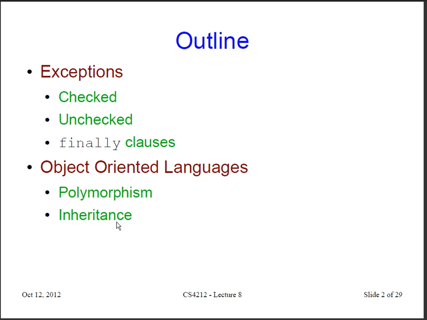So this is the outline for today. We're going to look at exceptions, and we're going to look at a few features of object-oriented languages. For exceptions, we're going to look at two types of implementations, checked and unchecked. So this is the Java type of implementation.